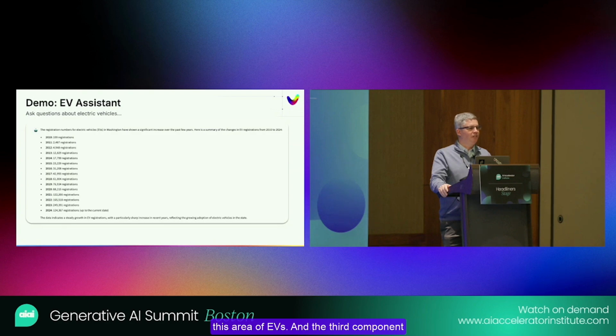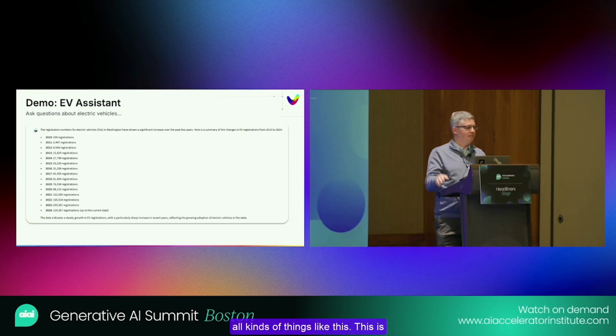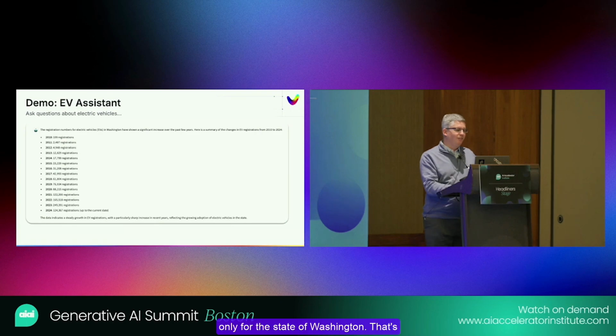And the third component here is a tool that's not calling RAG Vectara, but is actually, we gave it a bunch of tools on a database that essentially has 3 tables with information about EVs, how many registrations you had per county, all kinds of things like this. This is only for the state of Washington. That's why I'm going to ask questions about the state of Washington, but of course, you can generalize it to whatever you want.